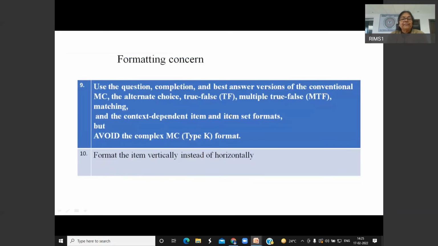Then the formatting concern. The items should be structured in such a way that options are given in vertical order, not in horizontal order. So that format is very important for easy understanding of the question. Then we should avoid complex types of multiple choice questions like type K. Type K, he is saying, is not at all a good type of format. Then true-false also, he is saying we should avoid it. Multiple true-false also, they are saying we should avoid it.